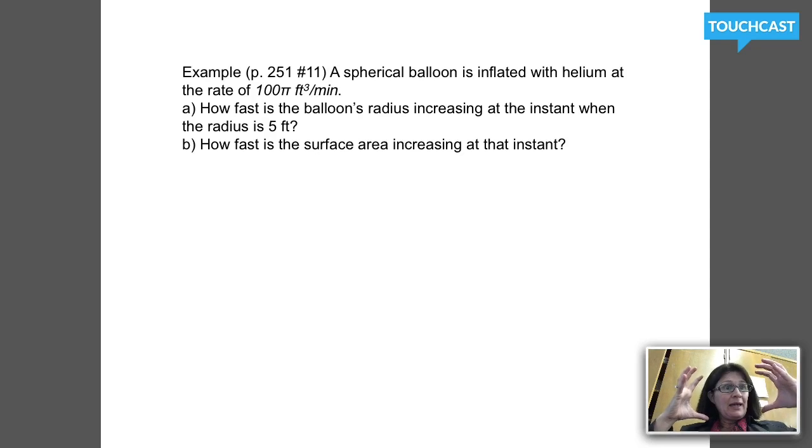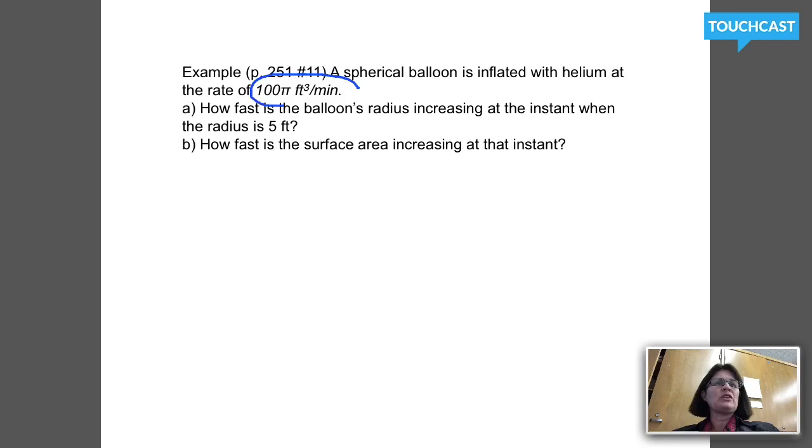We're going to acknowledge that it's going to keep growing, but try to, at one point, freeze the picture when the radius is 5 feet. So part 1, step 1, I know something about the rate at which the volume of the balloon is changing.